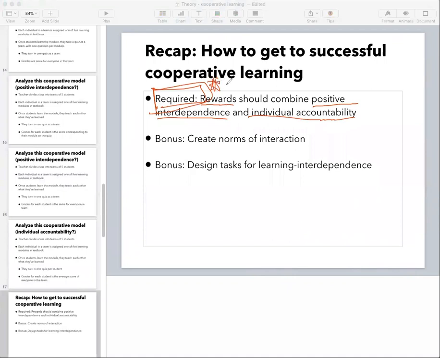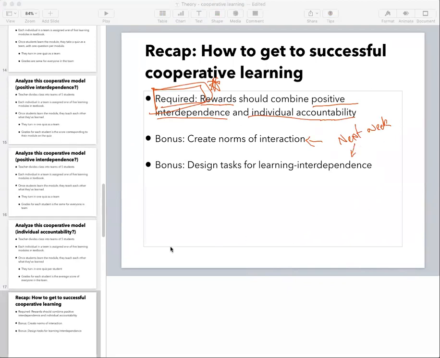Hopefully this module has helped you figure out how to actually implement rewards which combine positive interdependence and individual accountability. There's a couple bonus points. You can improve successful cooperative learning by creating norms of interaction, and these reward positive behavior through a norm. This point we will discuss next week, and we'll also discuss how to design tasks such that there is interdependence built into the learning task.